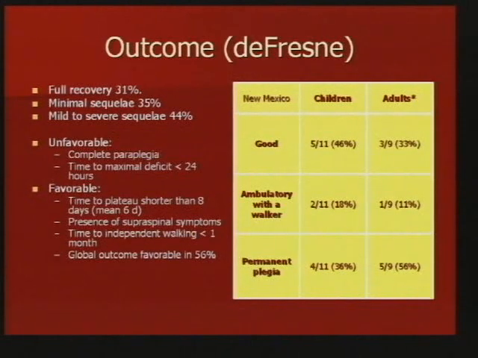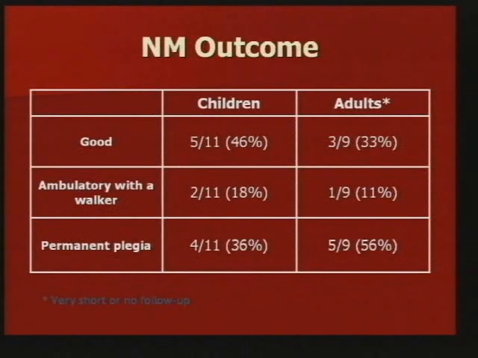And then outcome. So full recovery in 31%. In his study, in Dufresne's study, minimal sequelae 35% and mild to severe in 44%. So it's potentially a disease that can leave you quite disabled, as you know. In New Mexico, what we found was 46% had good outcome in children, 33% in adults. Those that could walk with a walker, 18% of children, 11% of adults. And then permanent weakness, 36% of children and 56% of adults. And then I've already shown you that.